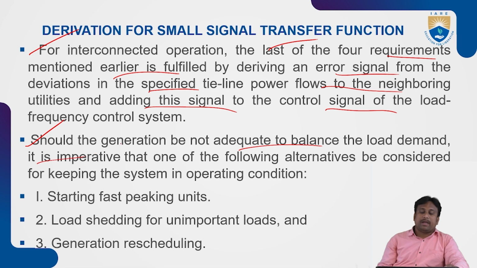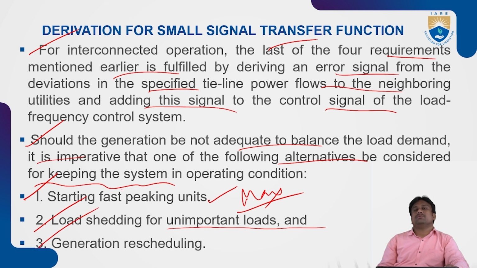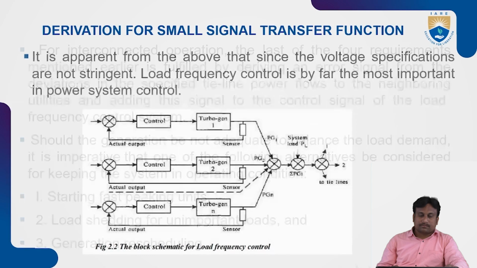So it is imperative that one of the following alternatives be considered for keeping the system in operating condition. Here the first measure is starting the fast peaking units, that means maximum limits will be applied here. The second consideration is load shedding for unimportant loads, and generation is going to be rescheduled. So these are the parameters we must consider for suitable operation of the load frequency control system.